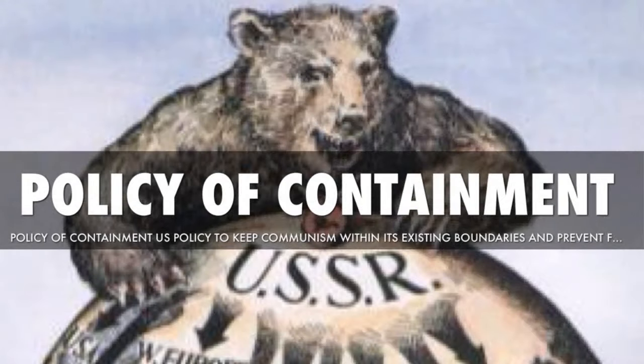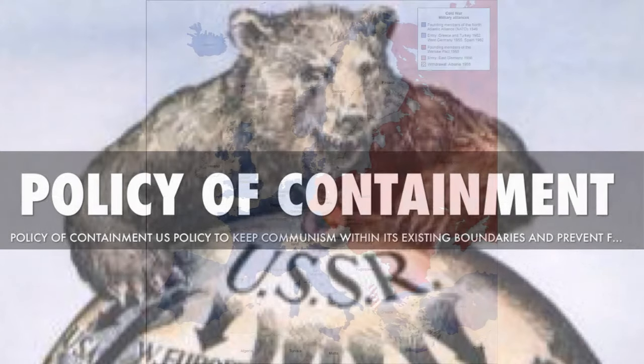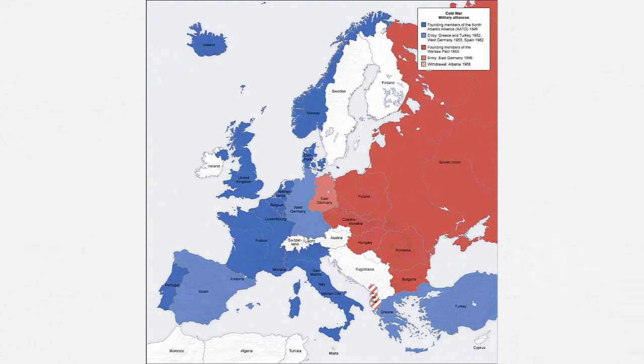The Truman Doctrine was a policy of containment. This suggested that the U.S. would not try to eliminate communism, but instead simply confine it to the nations where communism already existed.